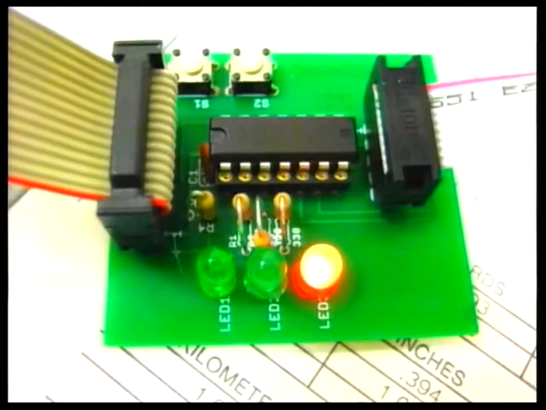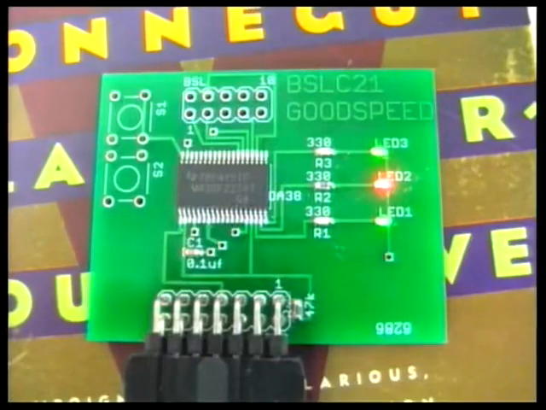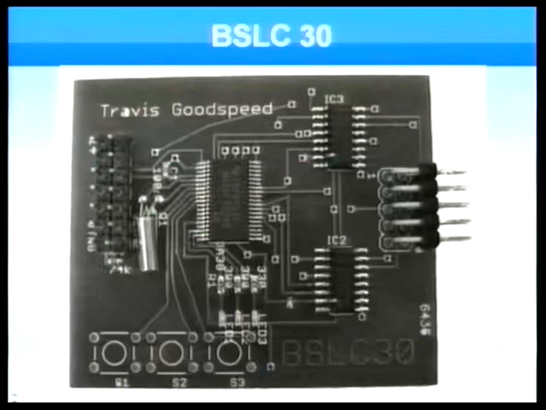So back to the BSL cracker. I started with the first generation model, then the second generation, and now the third. I apologize for being in black and white. The only picture I had on my laptop was from the paper, which you'll find in the proceedings. These two chips on the right are both 4053 muxes, which can be used to do a voltage glitching attack on the device that you're communicating with.